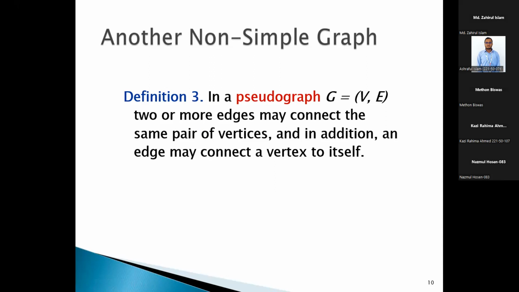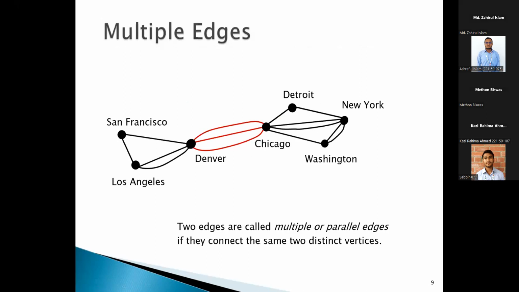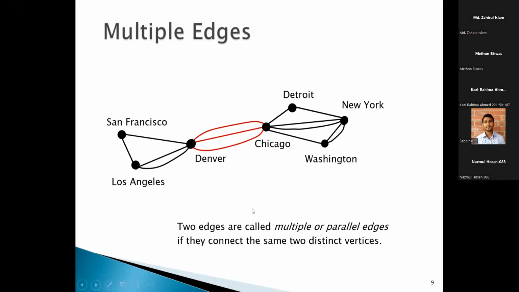I discussed this thing in the last class. An edge may connect a vertex to itself. What does it mean? Loop. Yes, loop. So in the multigraph, you can see, is there any loop in this figure? Is there any loop? No loop. Where did you find the loop?